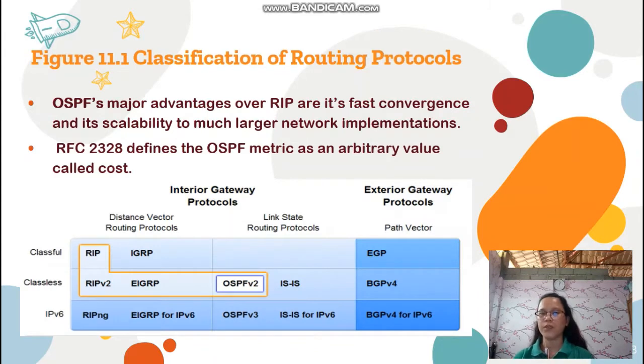Figure 11.1 is the classification of routing protocols. OSPF's major advantages over RIP are its fast convergence and its scalability to much larger network implementations. RFC 2328 defines the OSPF metric as an arbitrary value called cost.